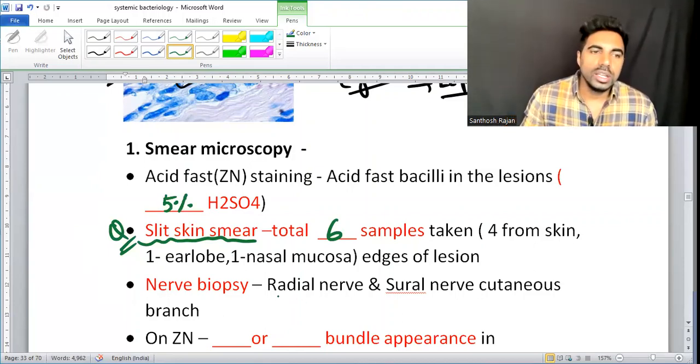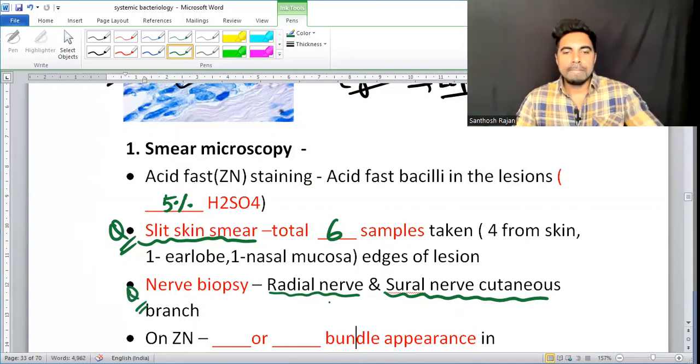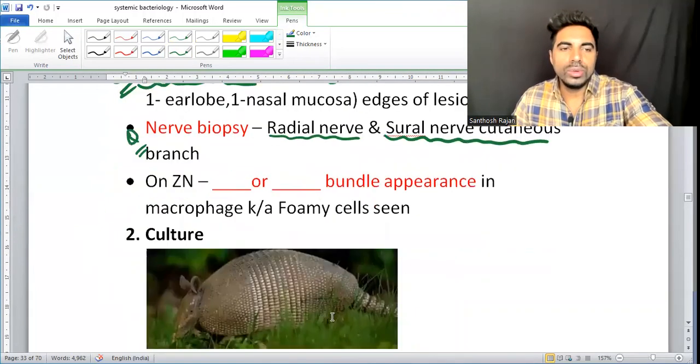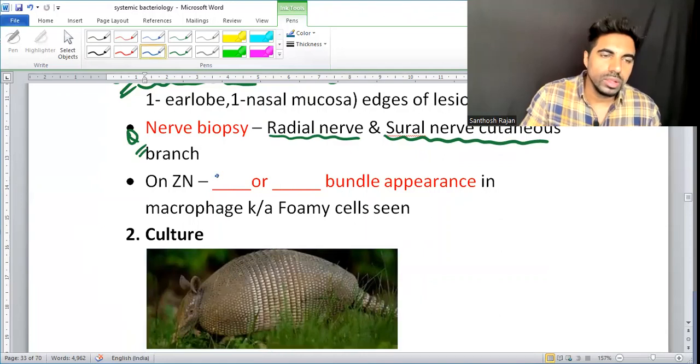Okay, that's it. Nerve biopsy, you do the radial nerve and the sural nerve, the cutaneous branch. Okay, radial and sural. On ZN, as already told you, which one do you see? Cigar bundle. You see this cigar bundle? That is the cigar bundle appearance or globi.